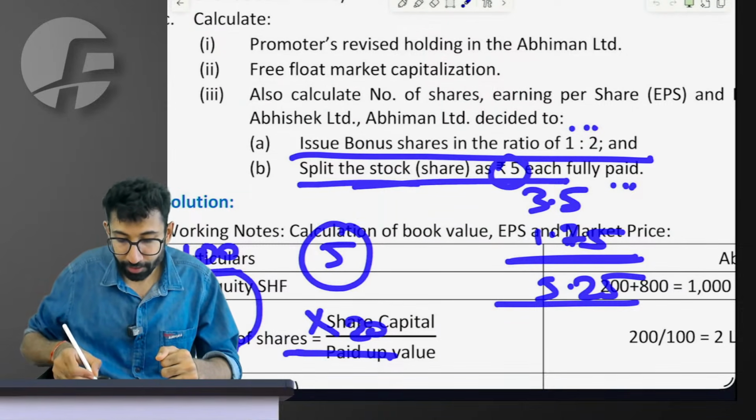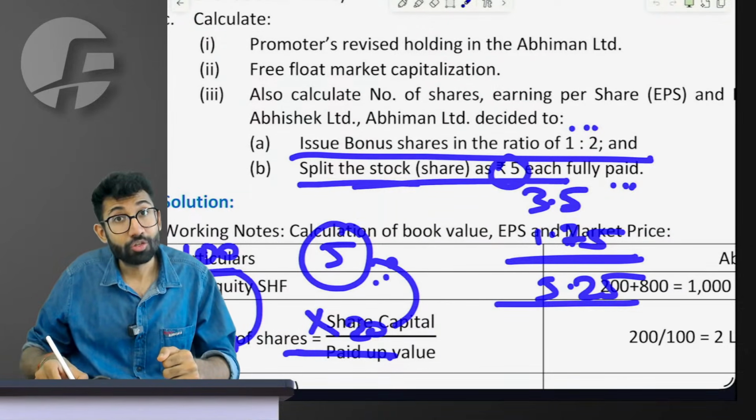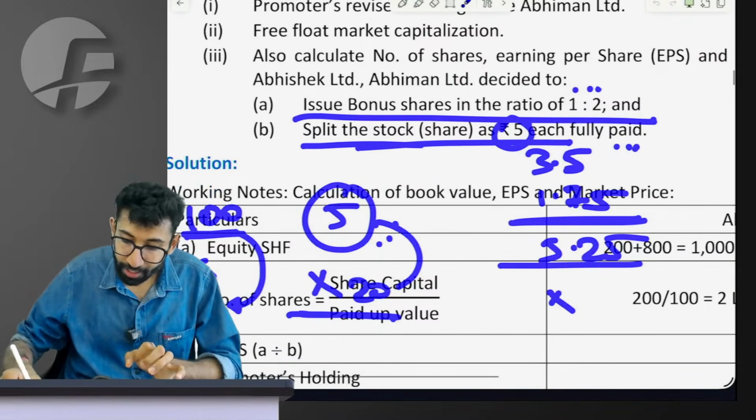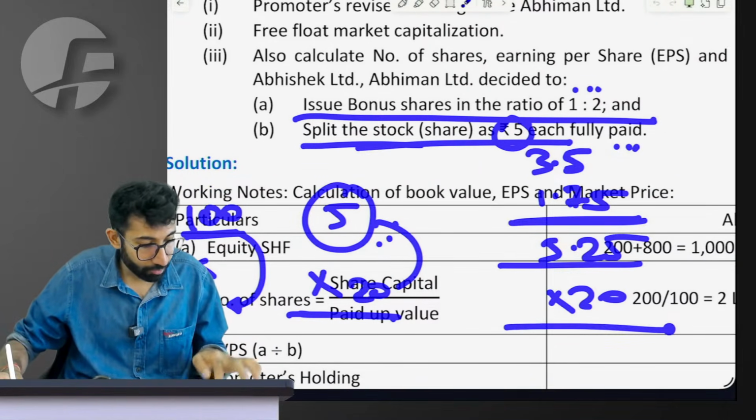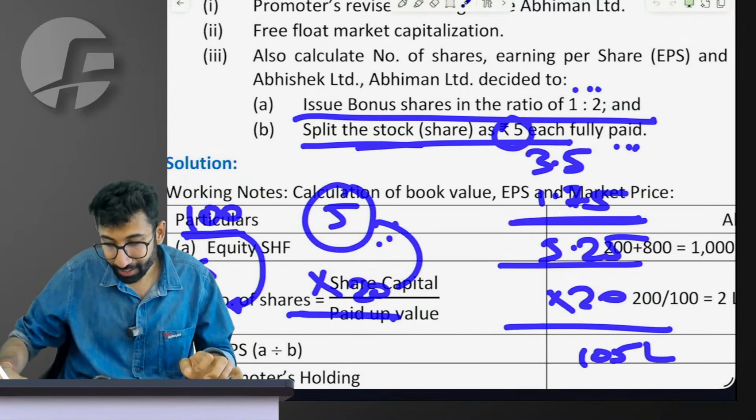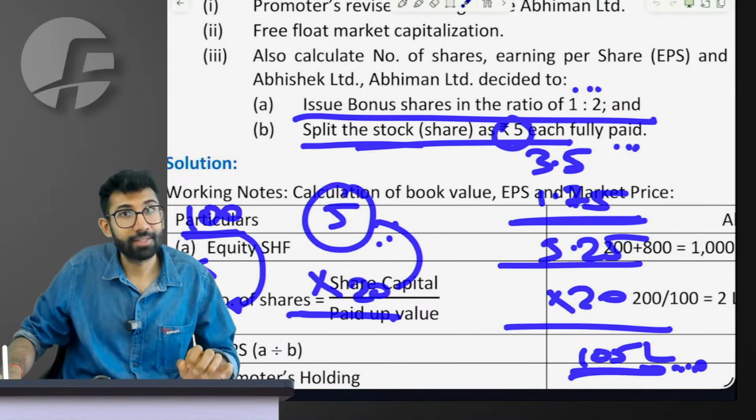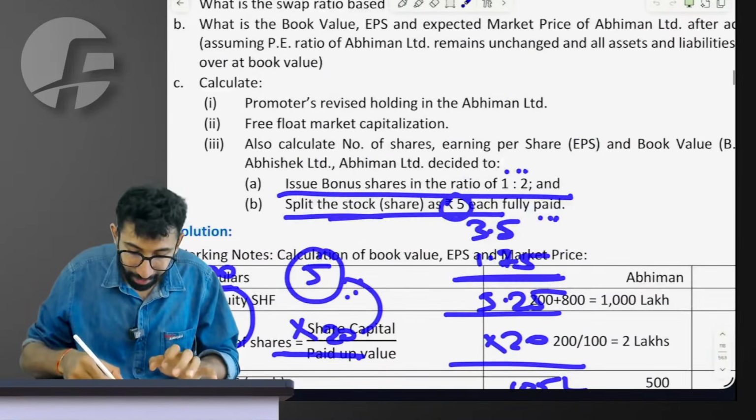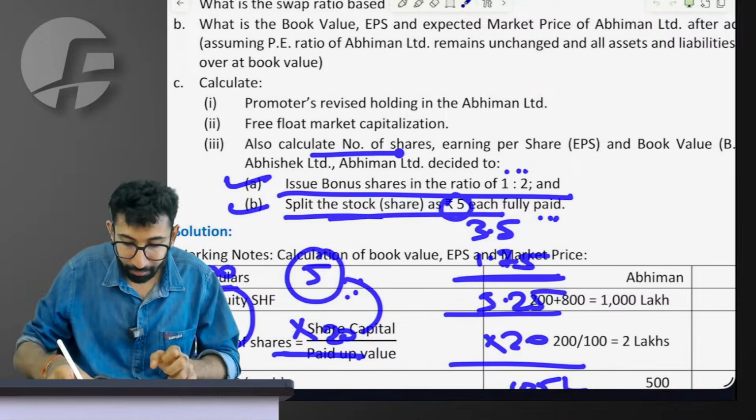Because one share of 100 is equal to 20 shares of 5 each. So I will have to convert one share into 20. So the total number of shares will be 105 lakh after bonus and split. So they are saying after we have done the bonus and split, the number of shares becomes this much.